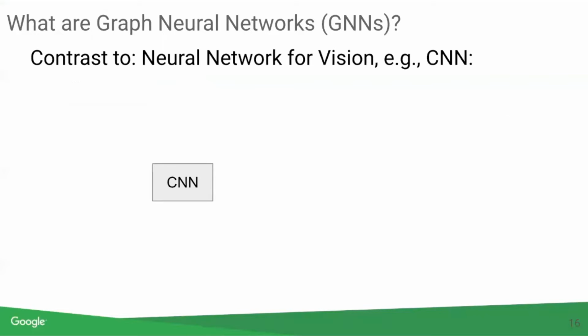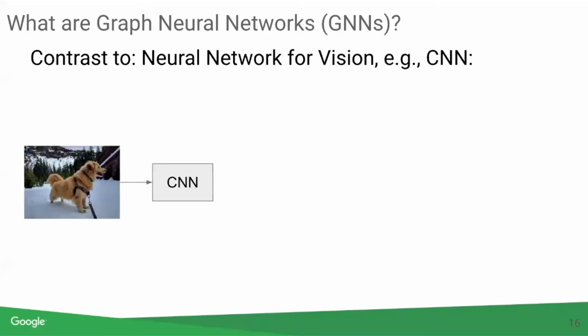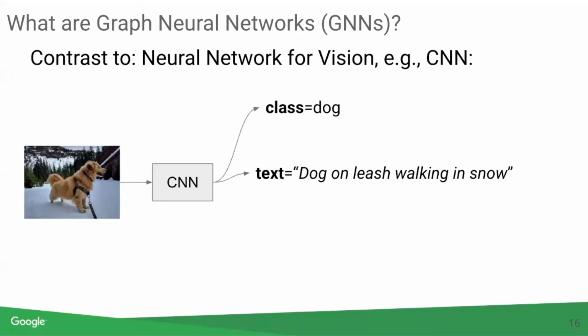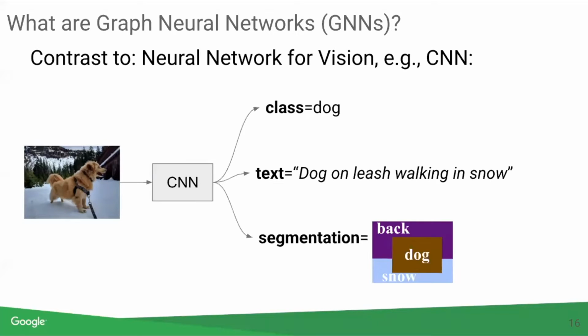So specifically, let's talk about vision. There's a class of popular neural networks called convolutional neural networks. Because it's a computer vision neural network, it takes as input a picture, a photo, and it gives you an output depending on how you train it. It can give you the class of the main object in the photo, so it can tell you that this is a dog, or maybe it can give you an entire sentence, maybe "dog on a leash walking in snow," if you train it as such, or it could do some kind of segmentation. So for each pixel, maybe it can tell you what's the object belonging to each pixel.